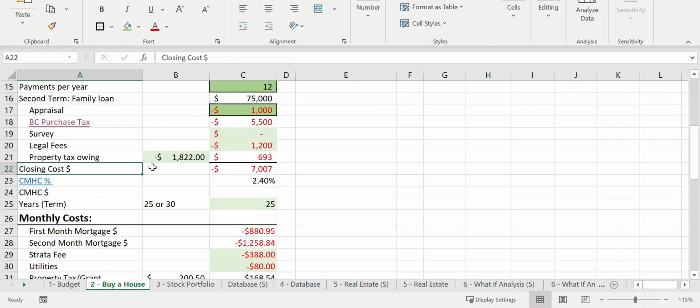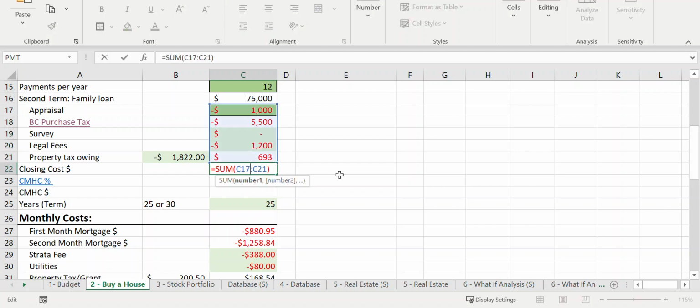All right, so now the next variable is called the closing cost totals, or this really should be entitled the total closing cost. The closing cost means how much it costs to purchase the property. Well, we know the appraisal is going to cost. We know the BC tax. There could be a survey. There's legal fees. There's taxes owing. So all I'm doing is using a function to sum up just my costs.